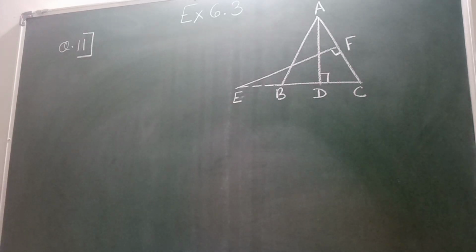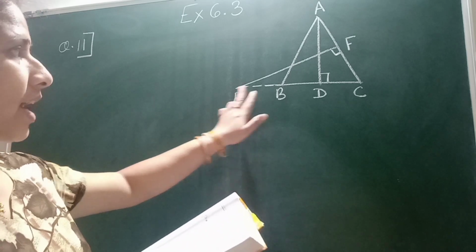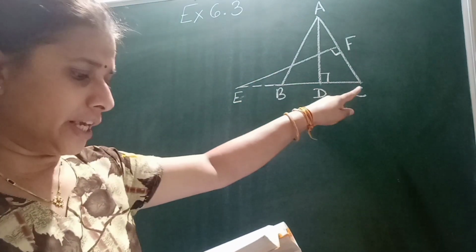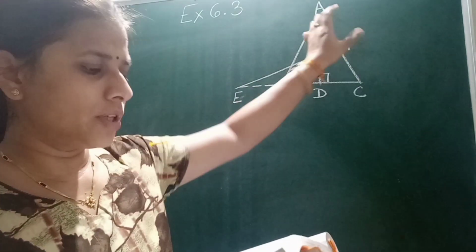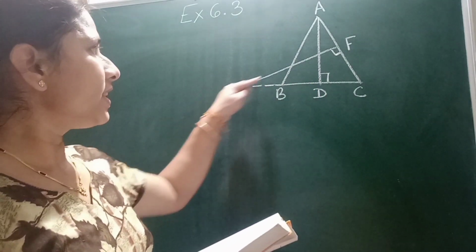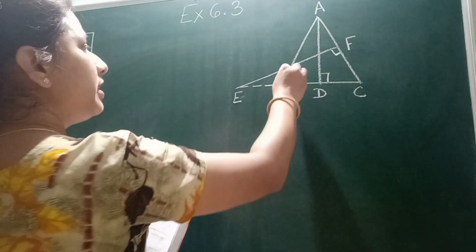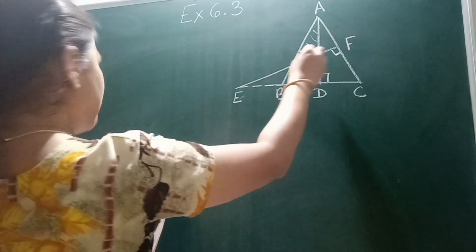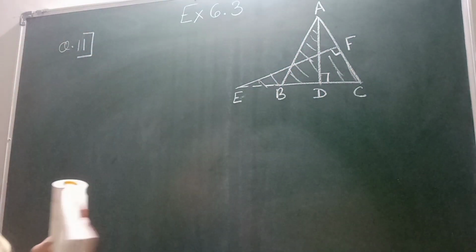Question number 11 of this exercise: in this particular figure, E is a point on side CB produced of an isosceles triangle ABC. It means ABC is an isosceles triangle in which AB is equal to AC, and AD is perpendicular to BC, and EF is perpendicular to AC. Then we have to prove that triangle ABD is similar to triangle ECF.